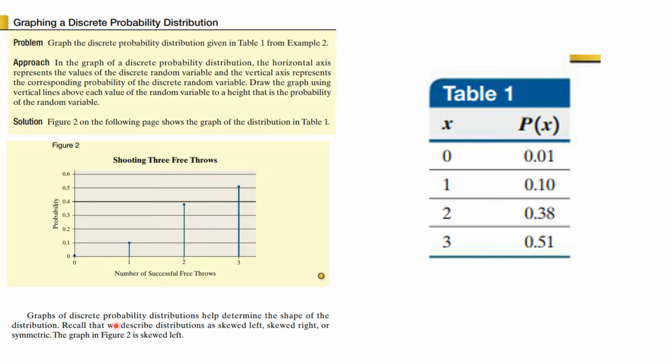Now, graphs of discrete probability distributions help determine the shape of the distribution. So here you can see the shape is like this, and we could also talk about whether it's skewed left, skewed right, or symmetric. This is skewed left because you see the tail is going out in the left direction.